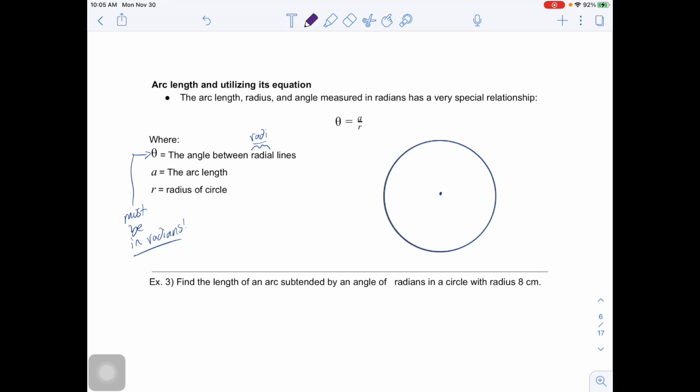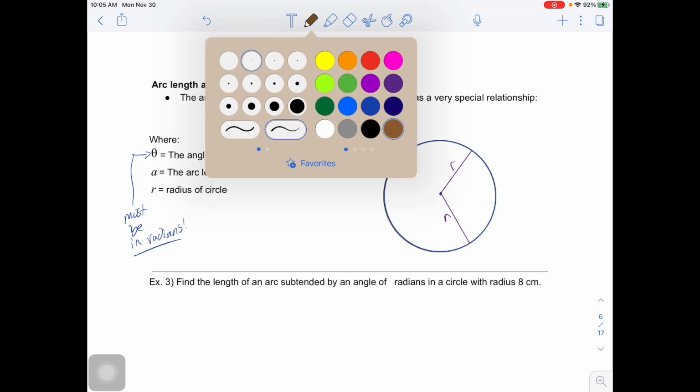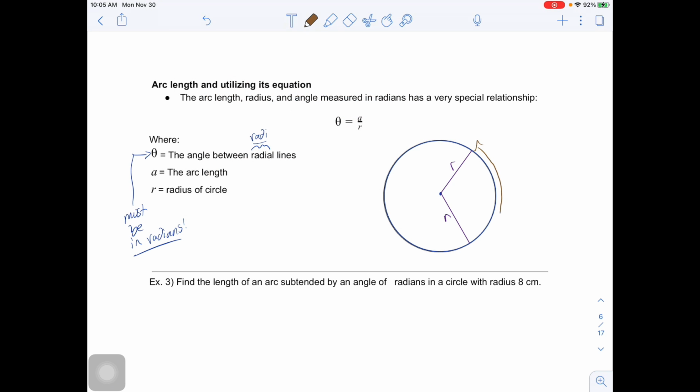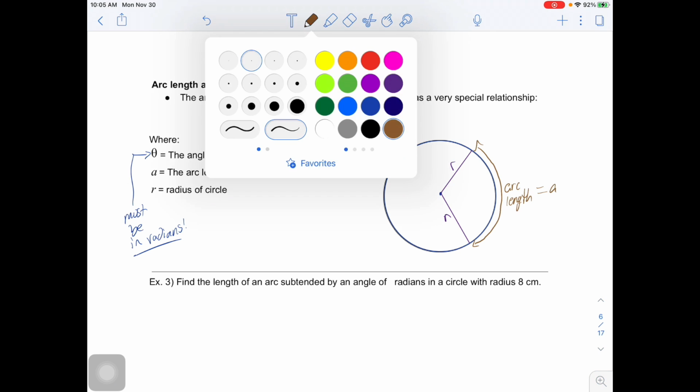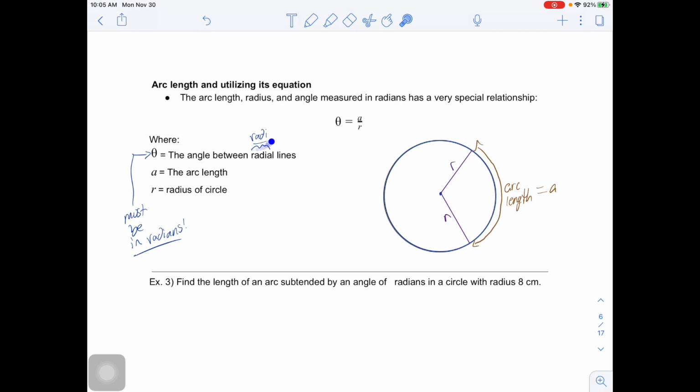Now, how do we use this equation? Some things to note: you have your radius and you have another radius, so this is r and this is r. Now what does a represent? A is your arc length. So a would be the length from here to here. And then that angle is the angle between the two radii. So our angle is from here to here, and that's what this equation is representing.